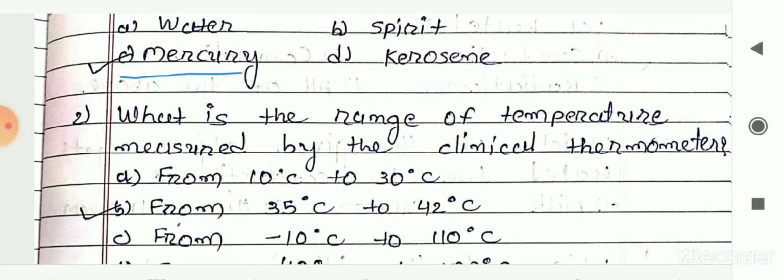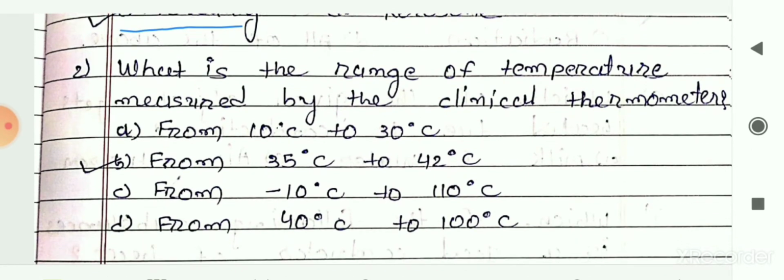The next question is, what is the range of temperature measured by the clinical thermometer? What is the range for the clinical thermometer? So the options are given to you, that is from 10 degrees Celsius to 30 degrees Celsius, from 35 degrees Celsius to 42 degrees Celsius, from minus 10 degrees Celsius to 110 degrees Celsius, and from 40 degrees Celsius to 100 degrees Celsius. So your answer is from 35 degrees Celsius to 42 degrees Celsius.